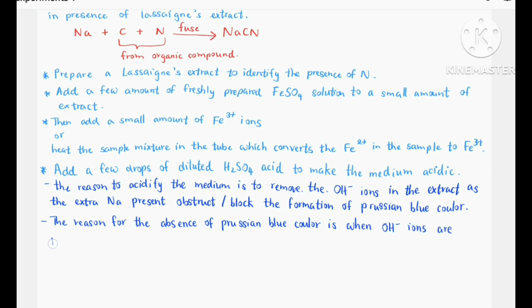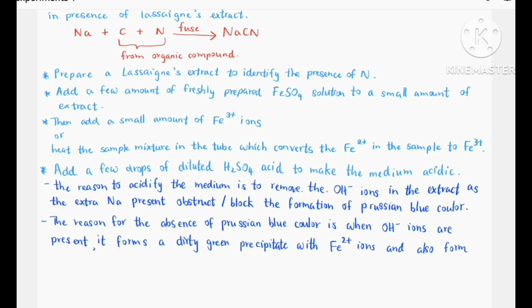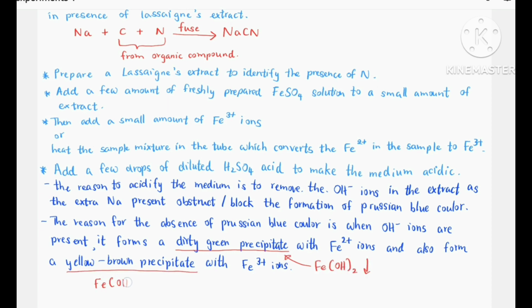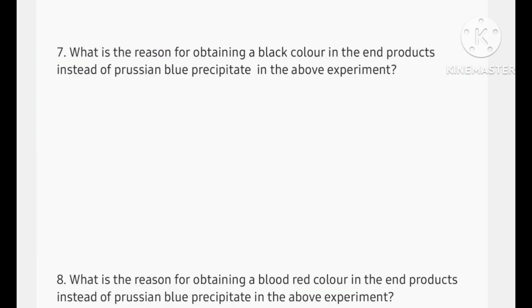The reason for the absence of Prussian blue color is that when hydroxide ions are present, they form a dirty green precipitate with ferrous ions and also a yellow-brown precipitate with ferric ions. Ferrous hydroxide is the dirty green precipitate and ferric hydroxide is the yellow-brown precipitate. The final observation of this experiment should be the formation of Prussian blue precipitate.